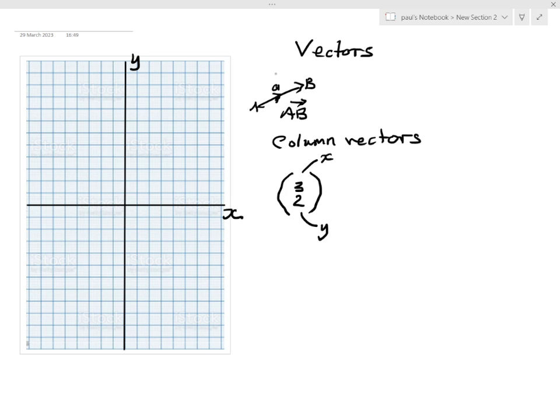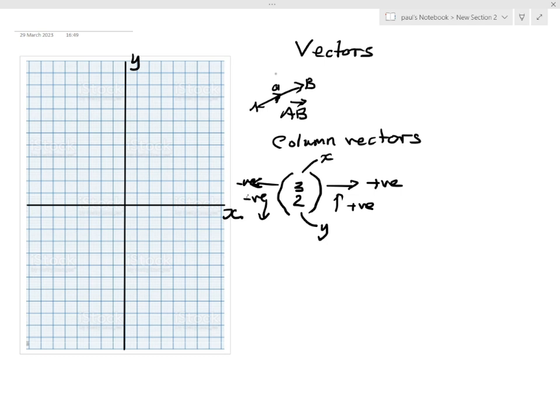Now, if the x is a positive number, it means we move from our starting position to the right. So a positive number moves to the right. If it's a negative number, we move to the left. And the y, if it's a positive number, we move up, and if it's a negative number, we move down, just as the numbers on the xy axis do.